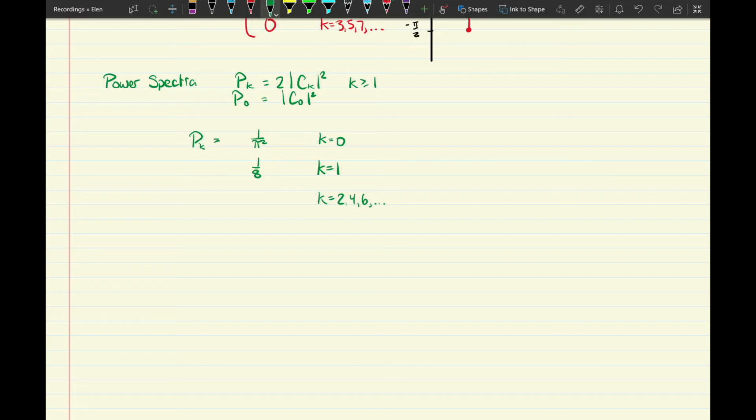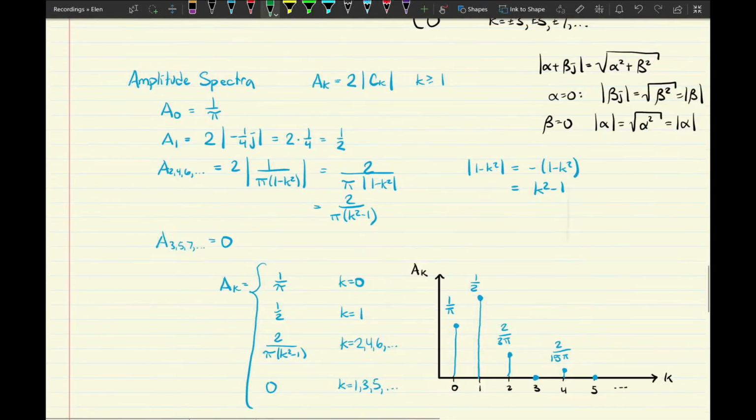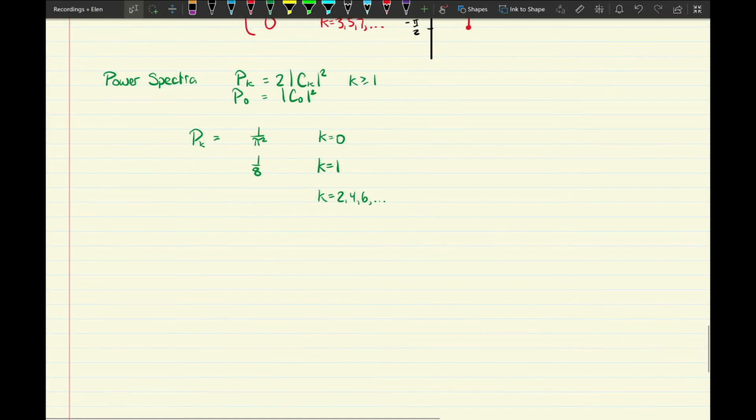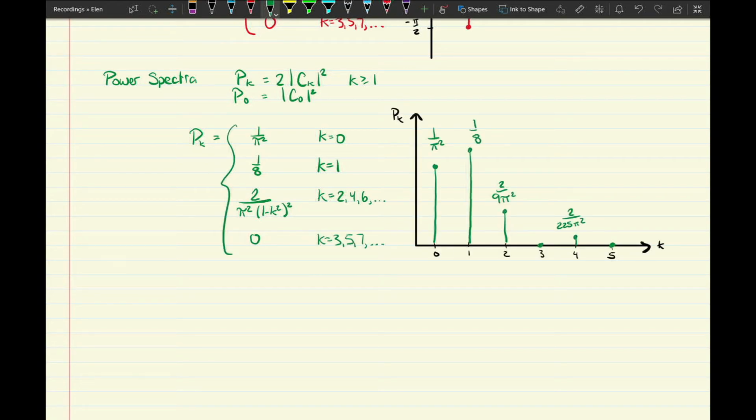Now, for the even harmonics. Once again, we just have a real number, so the norm of that is going to be the absolute value, and then we can square it. Luckily, squaring that number is going to make it positive anyways, so we can just simply square that value and double it. And the remaining odd harmonics were all 0, so they will have 0 power. You can see once again, most of the power comes from just the DC term and the first 2 harmonics.